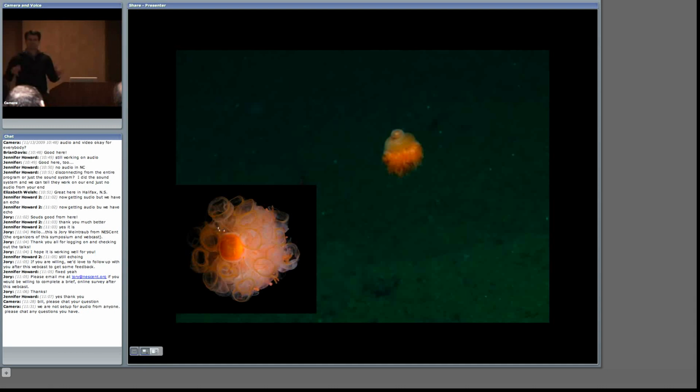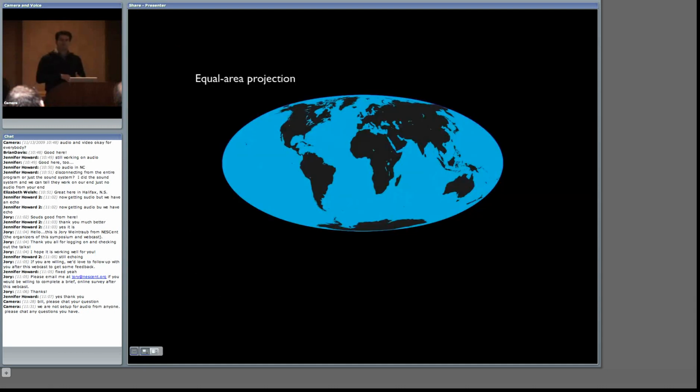So we have this habitat. It's cold, it's dark, it's high pressure, and it seems sort of far away and foreign to us.